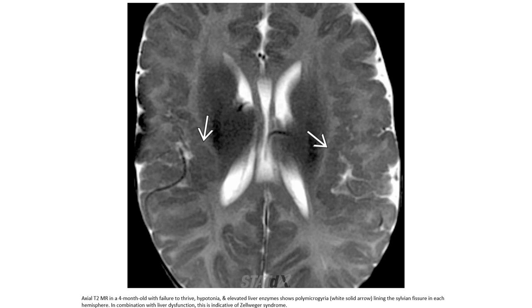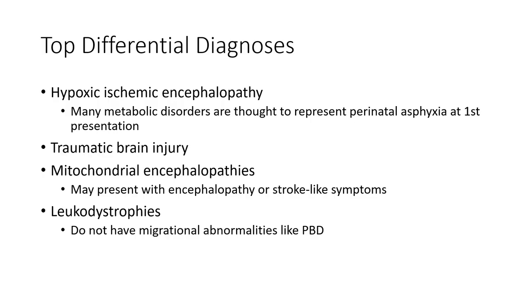T2 MRI in a 4-month-old with failure to thrive, hypotonia, and elevated liver enzymes: polymicrogyria lining the sylvian fissure in each hemisphere. In combination with liver dysfunction, this is indicative of Zellweger syndrome. Topic analysis: hypoxic ischemic encephalopathy.